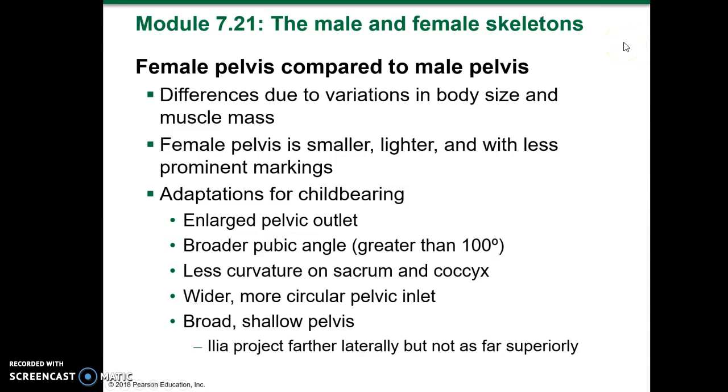Comparing the pelvis, the differences are due to variations in your body size and muscle mass. The female pelvis is smaller, lighter, and has less prominent markings. And part of this is because of adaptations for childbearing. You have an enlarged pelvic outlet for the female, a broader pubic angle that's greater than 100 degrees, less curvature on the sacrum and coccyx, a wider, more circular pelvic inlet, and a broad, shallow pelvis. The ilia project farther laterally, but not as far superiorly.